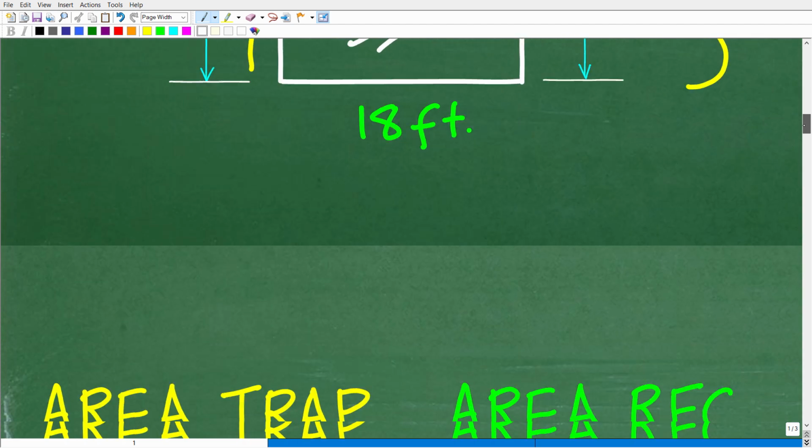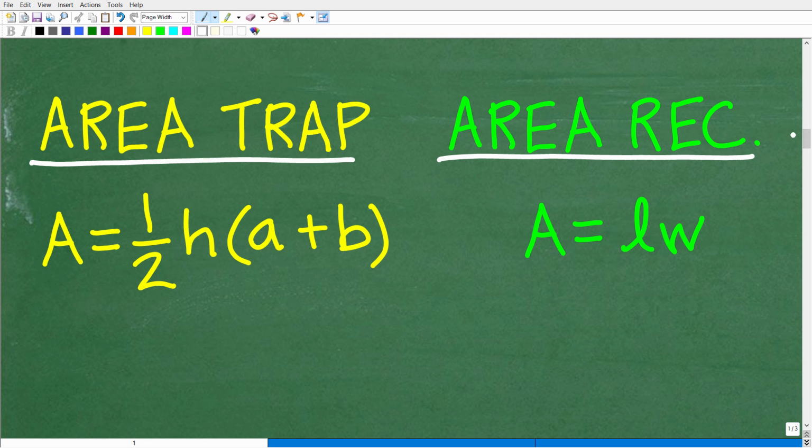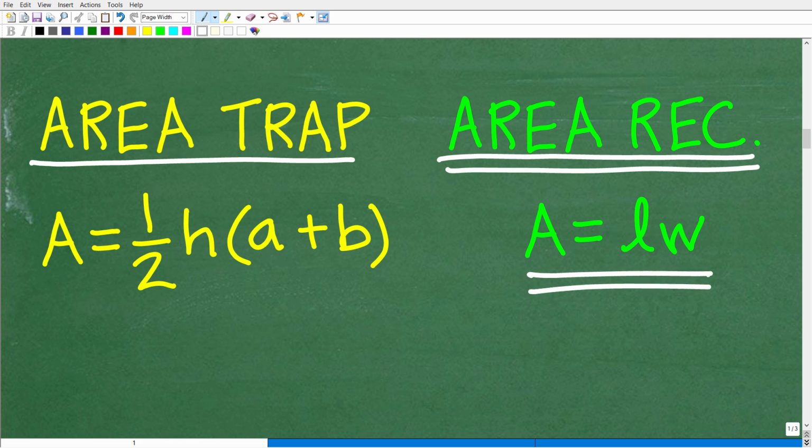All right, so let's take a look at these formulas because I'm going to give you a chance to do this work. And then, of course, I'm going to do it. But I want to see if you can actually use these formulas. We'll start with the easy one. The area of a rectangle is equal to the length times the width. Most of you know this, but here is the area of a trapezoid.